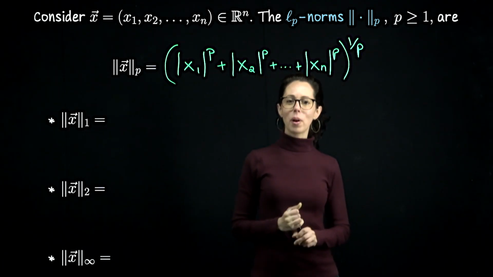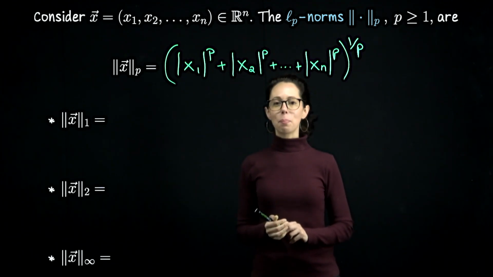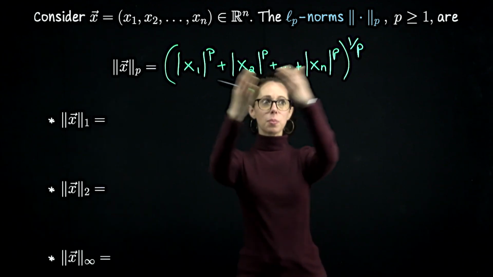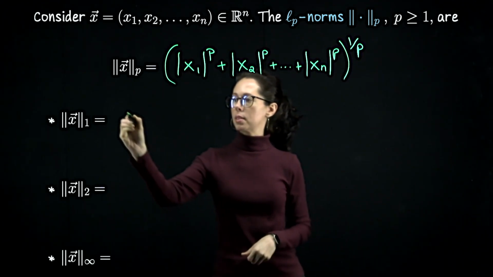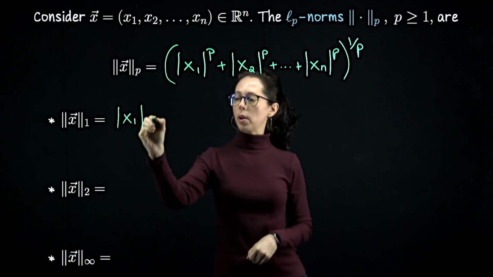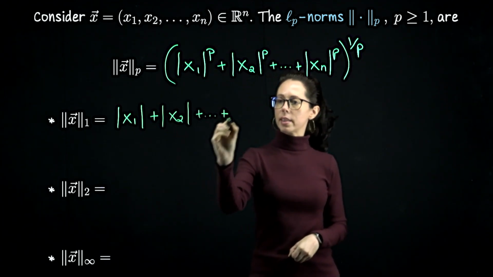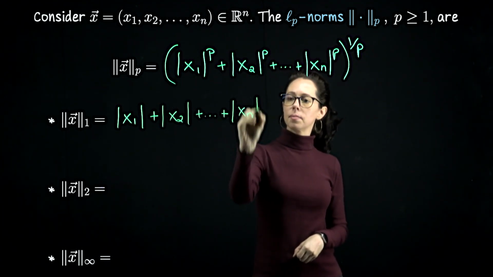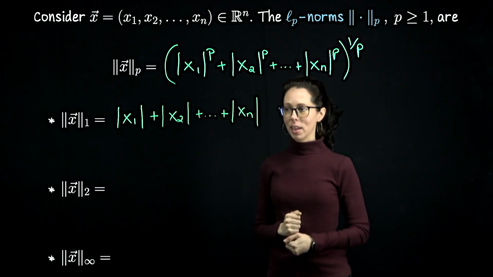Let's stick with the L1 norm for a while. I'm going to build some exercises into this. When p equals 1, each of these powers is 1, including this one. So that the sum just becomes the size of x1 plus the size of x2, all the way through, adding to that the size of xn. Okay, so that's the L1 norm on Rn.